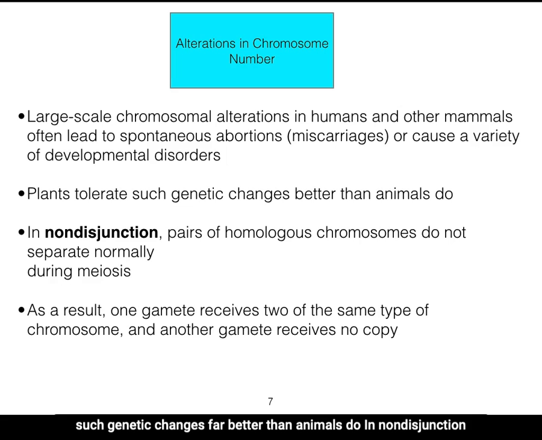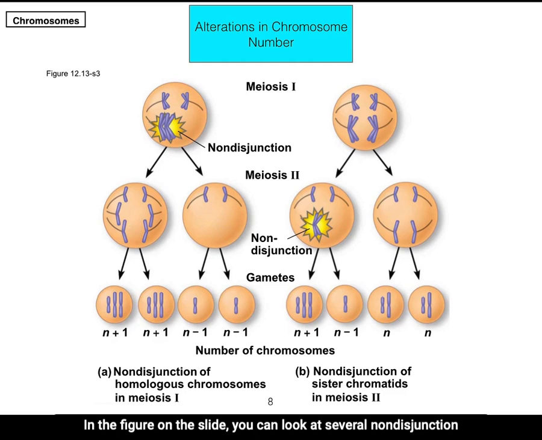In non-disjunction, pairs of homologous chromosomes do not separate normally during meiosis. This results in one of the large-scale chromosomal alterations that can impact development. During non-disjunction, as a result, one gamete receives two of the same type of chromosome, and another gamete receives no copy. In the figure on the slide, you can look at several non-disjunction events.